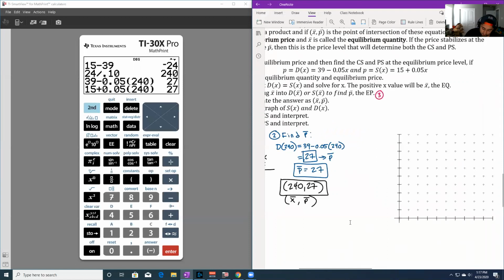Okay, so 3, you have that d of x is 39 minus 0.05x. And for my XY chart, here's what we're going to choose. We start at 0, and our x bar is 240. So we'll have 0, 100, 200, 240, 300, 400. Why not? I don't think we'll need a 500.